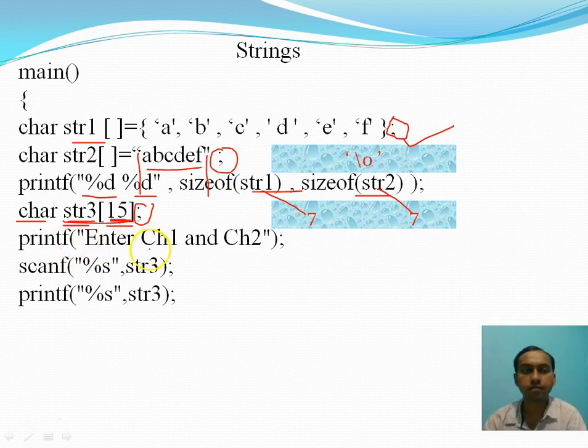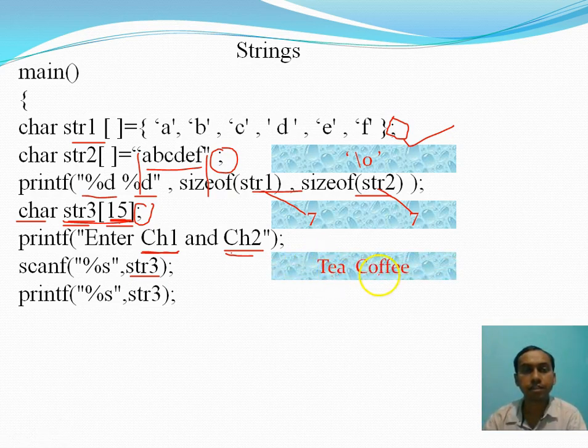So printf enter choice 1 and choice 2. You have to write some options. Printf, then scanf string 3. We are taking two choices. So suppose we are going to some cafe and we want to take two choices, tea or coffee. So in one line we have to write, but we have to give some space because there are two choices. So we have written a space, and we are taking scanf str3, and again we are printing the same thing. So what will happen?